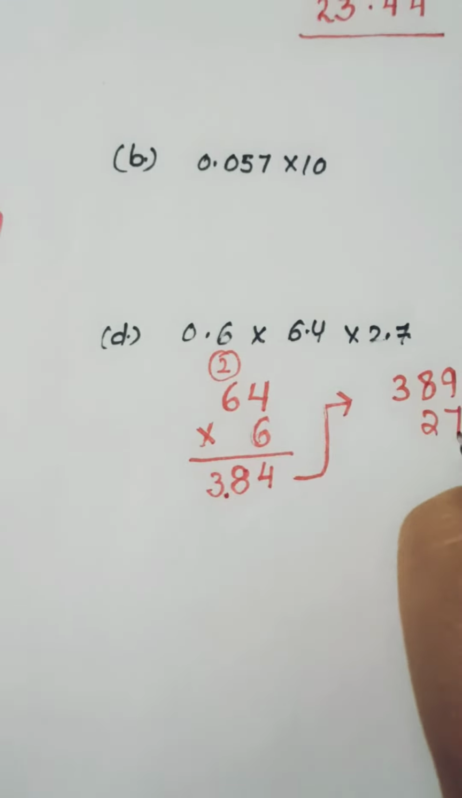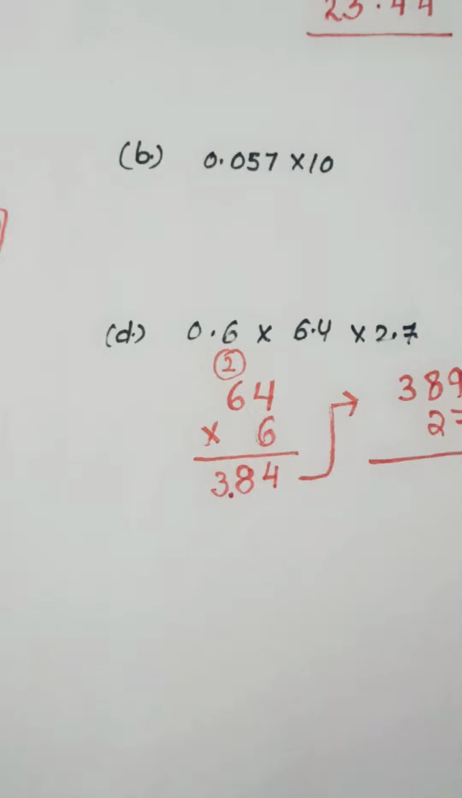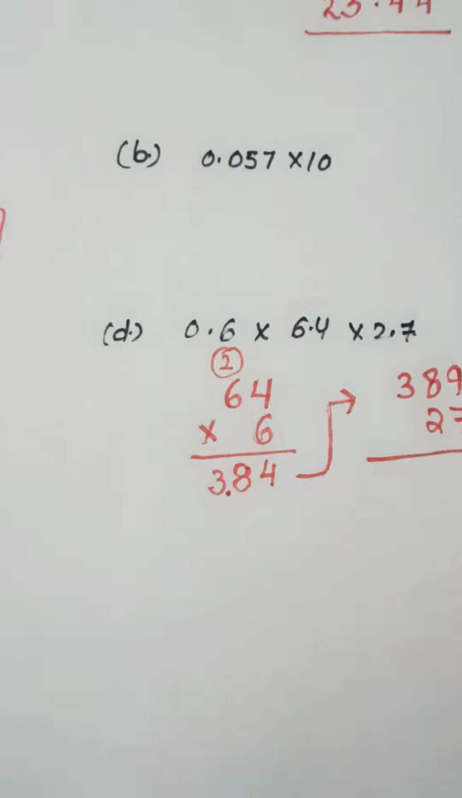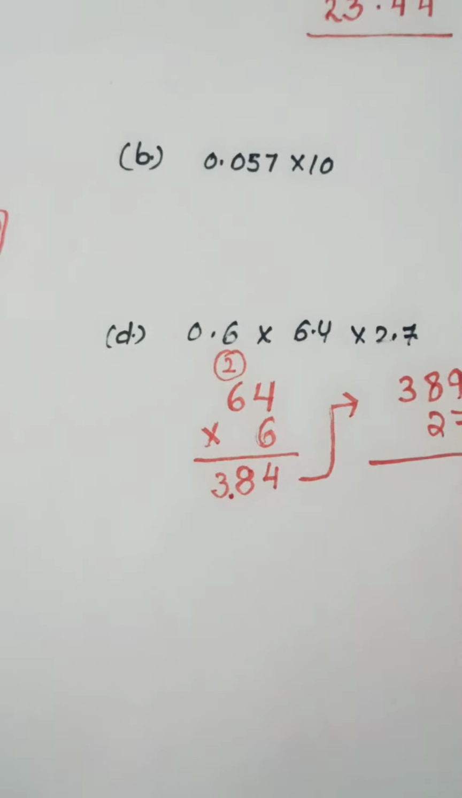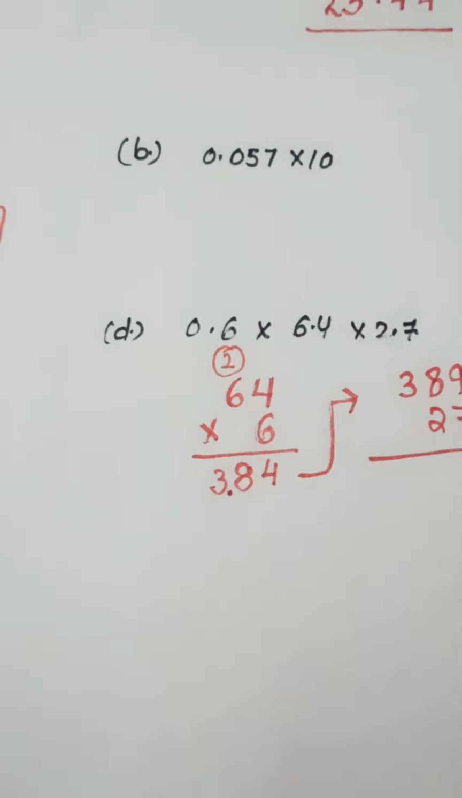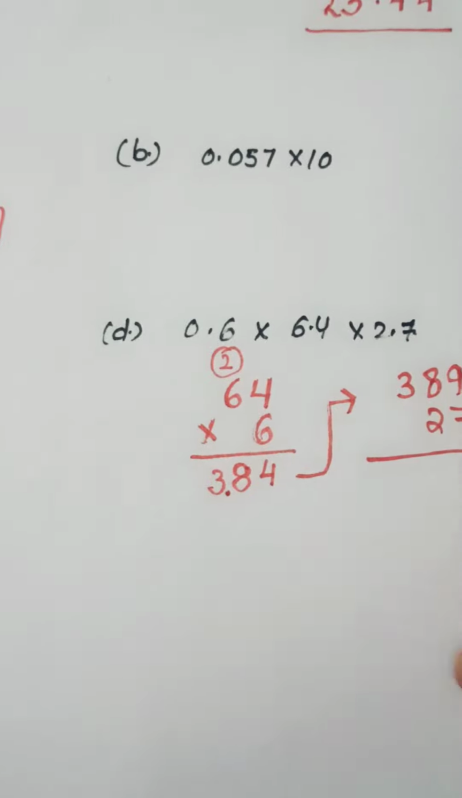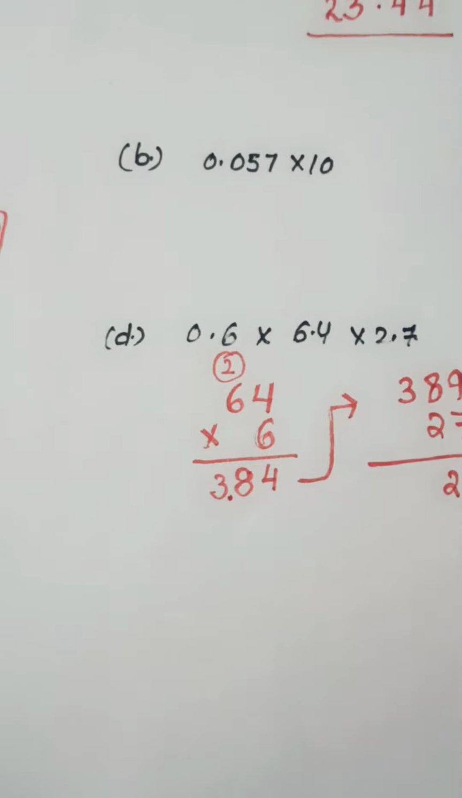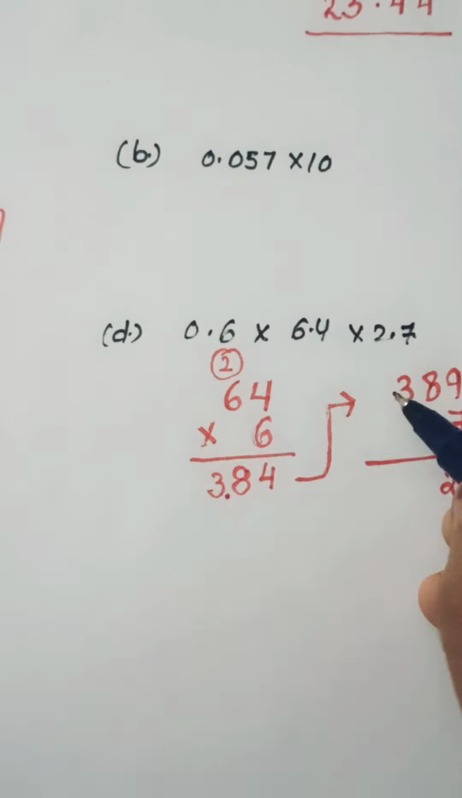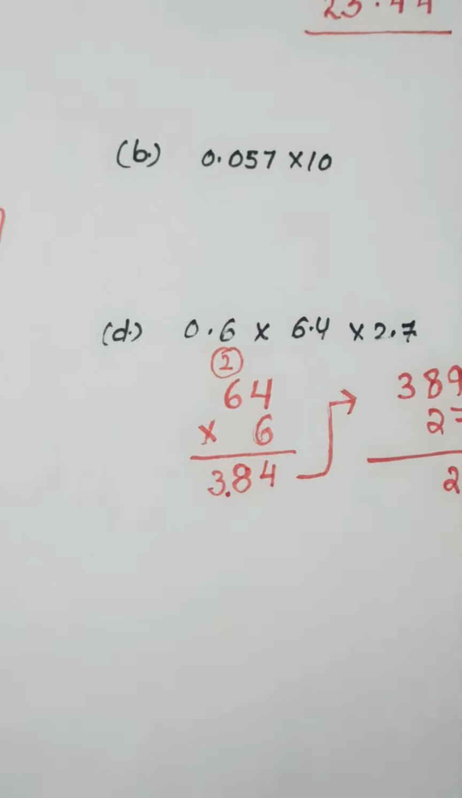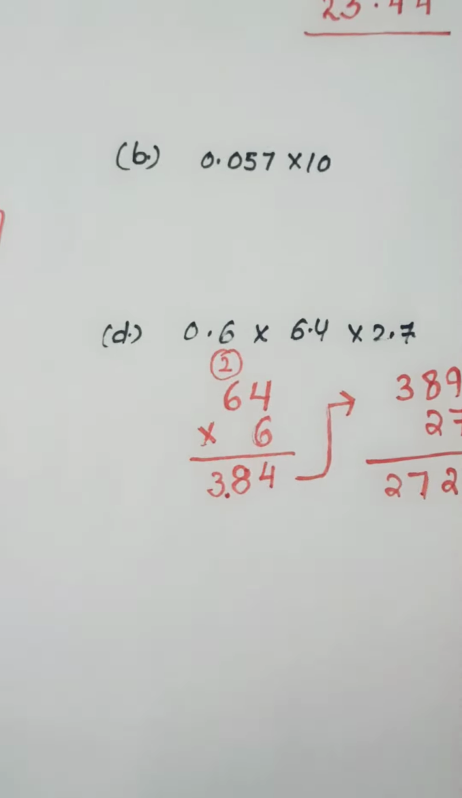Now we need to multiply with this number. Again removing the decimal, we will multiply it. 7 nines are 63. 3 over here, 6 in carry. 7 eights are 56, and in that 56 we will add this 6. So we will get 56 plus 6, 62. Again 2 we will write here and 6 again will go in carry, and 7 threes are 21 plus 6, 27. Okay, put this multiplication sign.